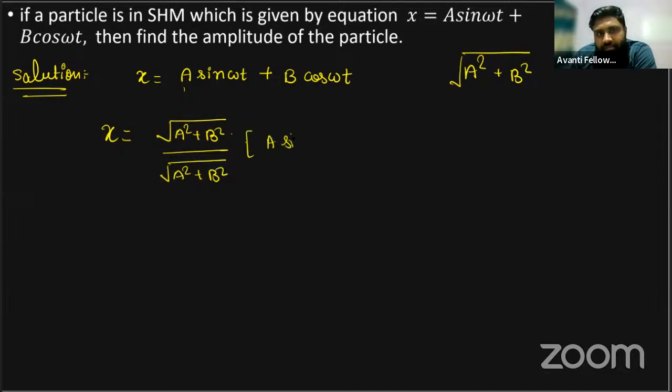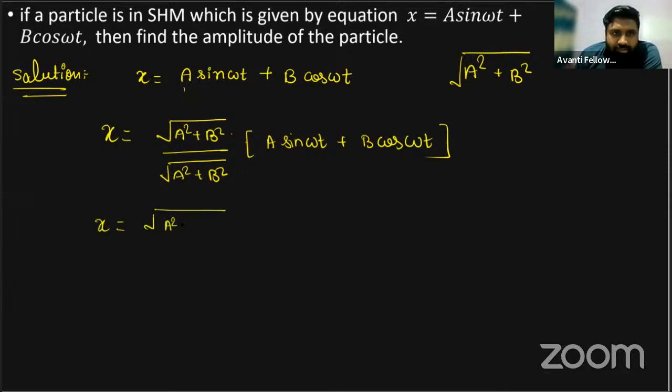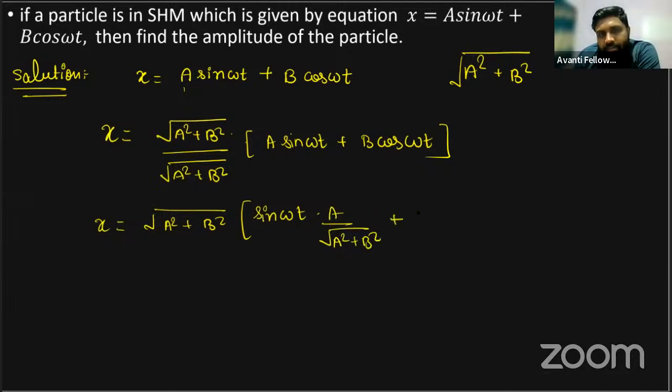a sine omega t plus b cos omega t. If you multiply this equation with this, x equals root a square plus b square, sine omega t into a upon root a square plus b square, plus cos omega t, b upon root a square plus b square.